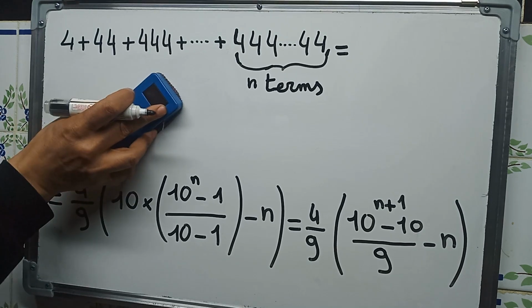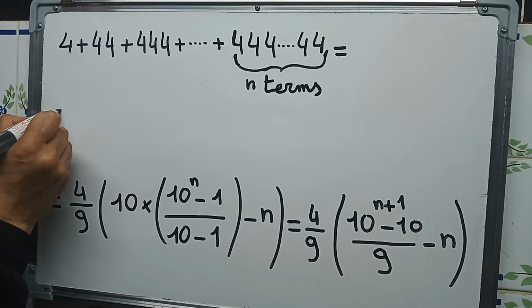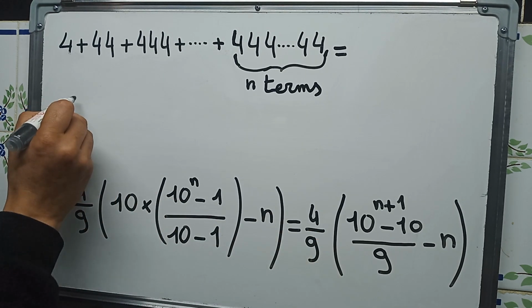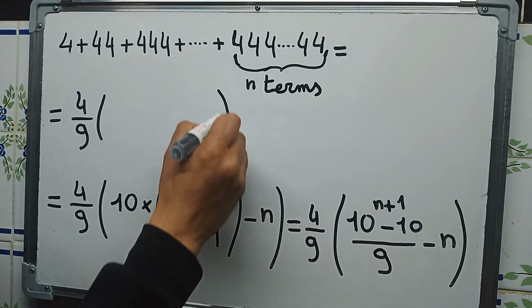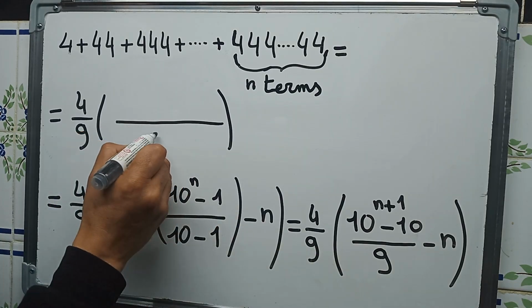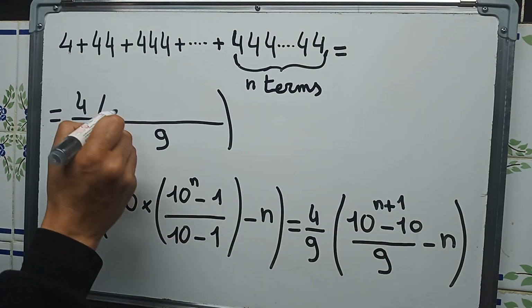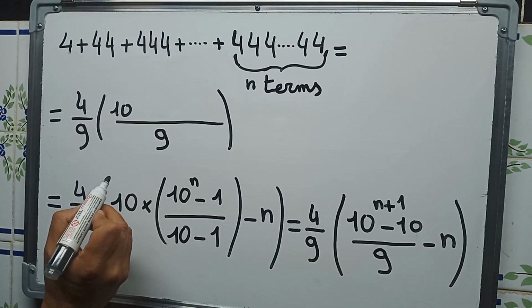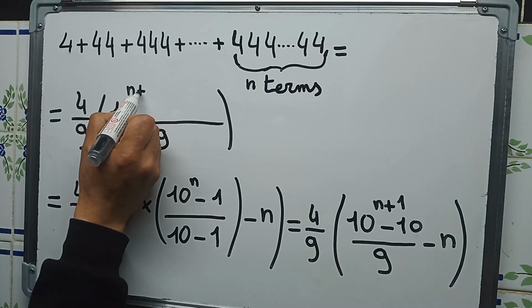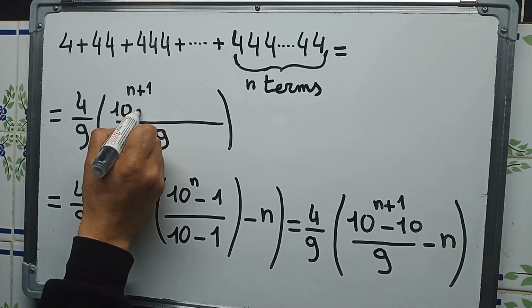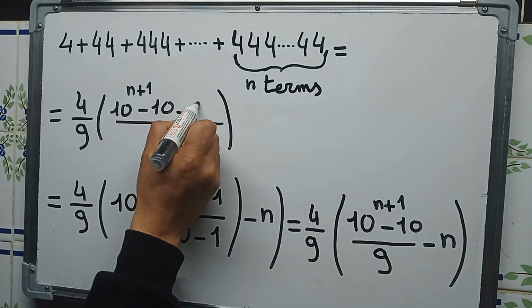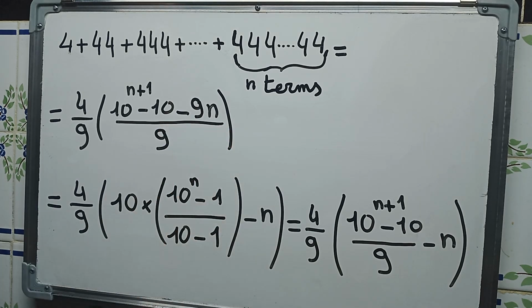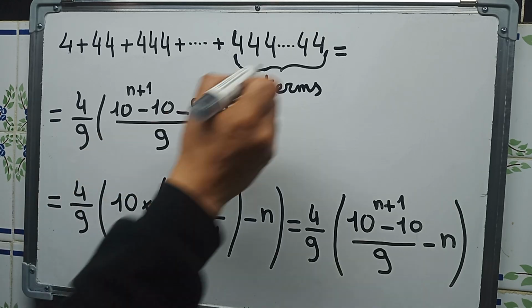So it's equal to here 4 over 9, and here the same denominator is 9, so here 10 to the power of n plus 1 minus 10, and here minus 9n to get the same denominator. And now we will just write it here.